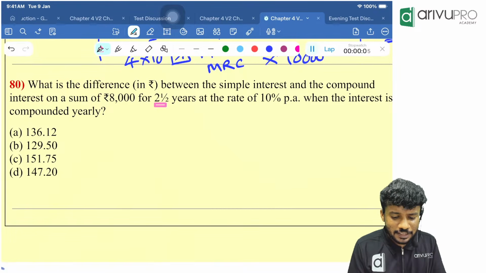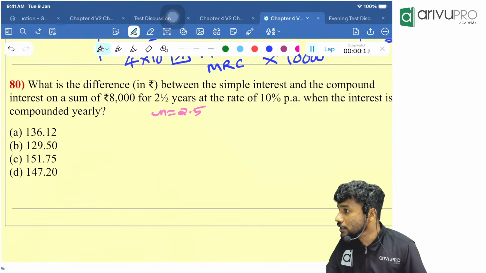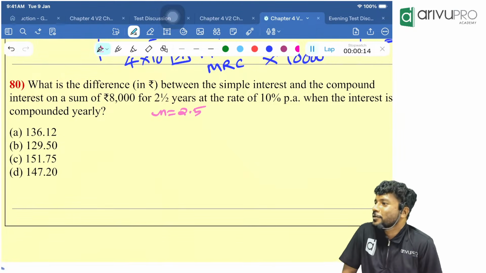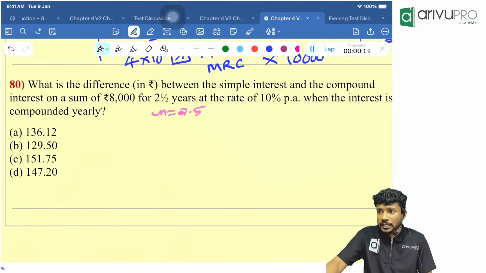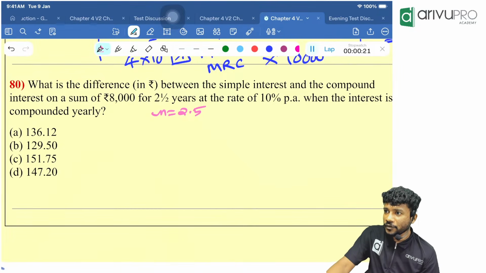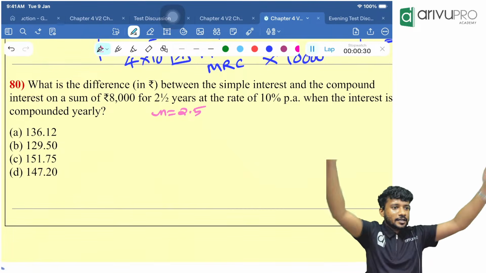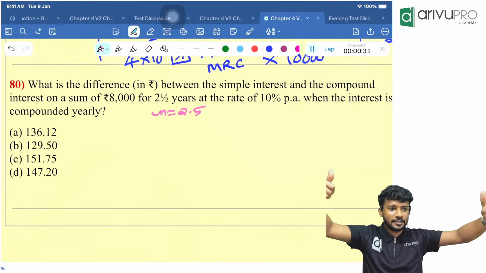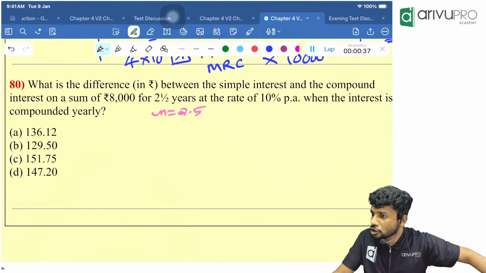Here, 2 1 by 2 is a mixed fraction. Can I say that the number of years is nothing but 2.5? 2 plus 1 by 2 is 2.5. Try. Same process for all. Understood, right? Online, Adil, Ganesh, Merlin, Abdul, Ismail, everyone understood? Perfect. Try, you can do it.